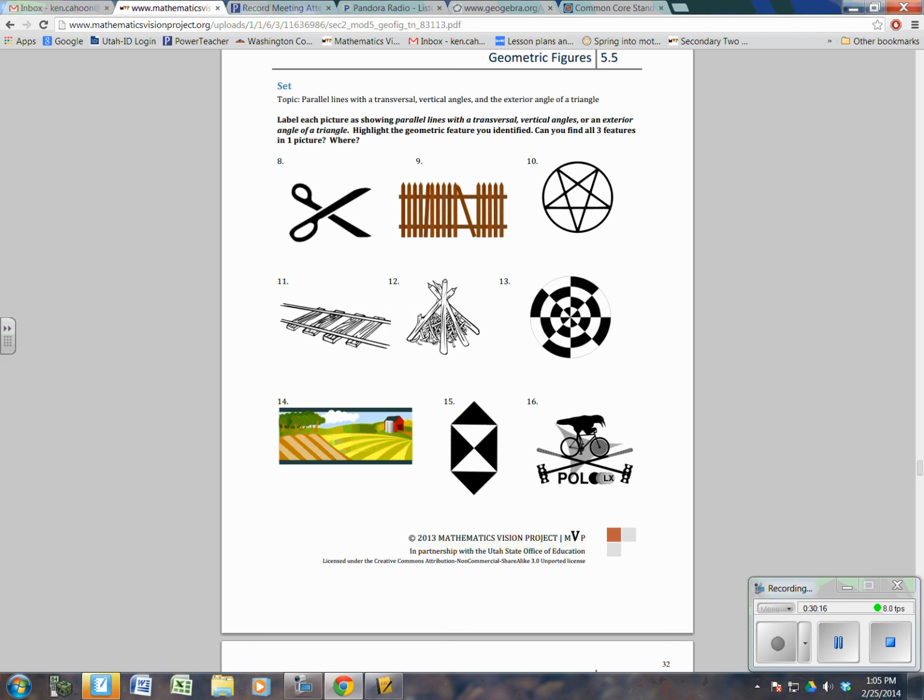Sit down and listen. Label each picture as showing parallel lines and the transversal, vertical angles, or an exterior angle of a triangle. Highlight the geometric feature you identified. Can you find all three features? So I want, in your groups, I want you to see if there's one that has all three features. That's what I want to do right now. And then I'm going to roll the die, and one group's going to come up and show us. Okay? So go.